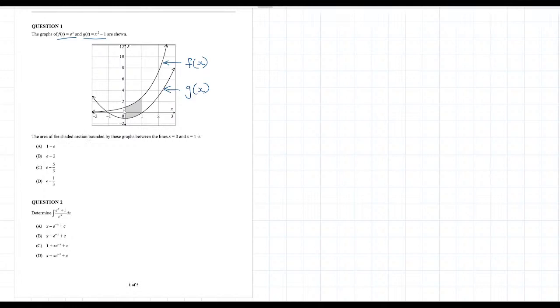So when we're trying to find the area between two graphs, we basically have to integrate between the bounds. So here we want the area between x equals 0 and x equals 1. So that will be our bounds here, 0 to 1. And what we integrate is f of x, which is on top, and we take away the bottom graph, which is g of x. So let's sub that in. F of x is e to the x minus g of x, which is x squared minus 1.